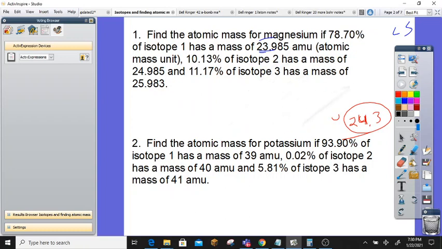Let's clear it out. Okay, so these circled ones. We're going to find the atomic mass of potassium. Potassium has 3 isotopes as well. It's the same element, but they found that some of these atoms of potassium might have more neutrons than others. And we know 93% of them has an atomic mass of 39.